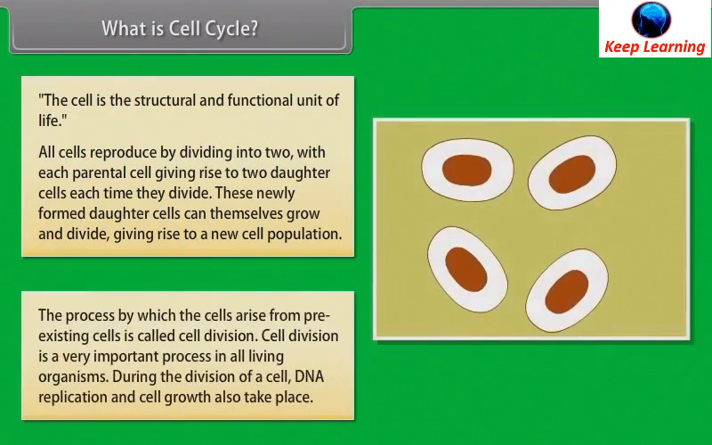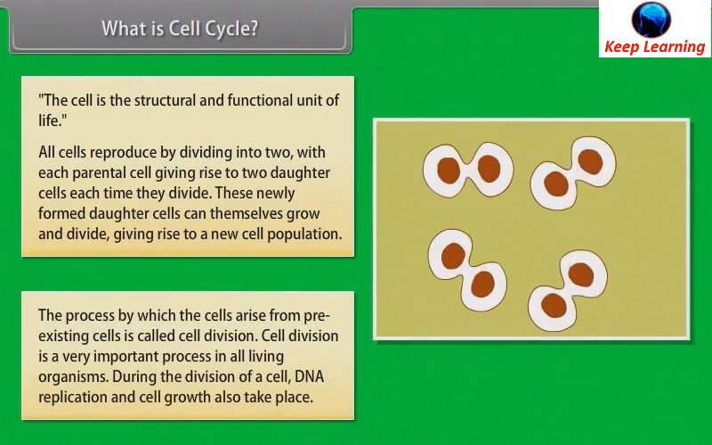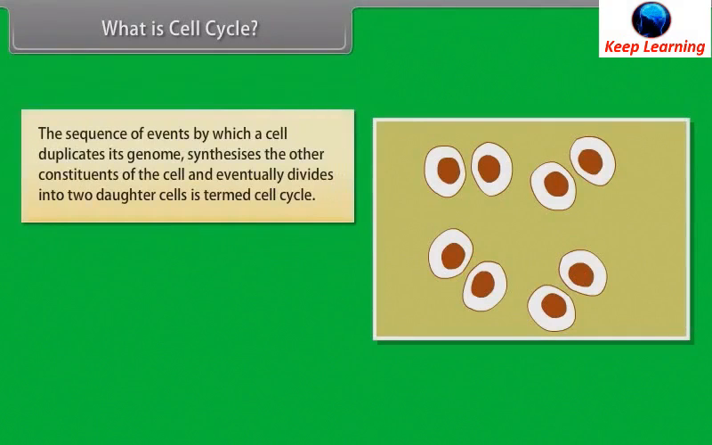The process by which cells arise from pre-existing cells is called cell division. Actually, it is a very important process and found in all living organisms. During the division of a cell, DNA replication and cell growth also take place. Now let us know the cell cycle. The sequence of events by which a cell duplicates its genome, synthesizes the other constituents of the cell, and eventually divides into new daughter cells is termed the cell cycle.